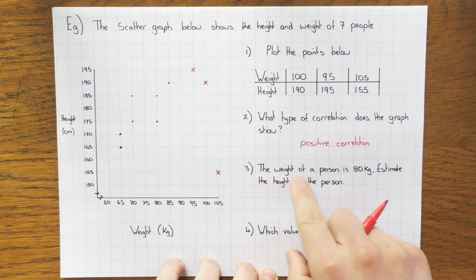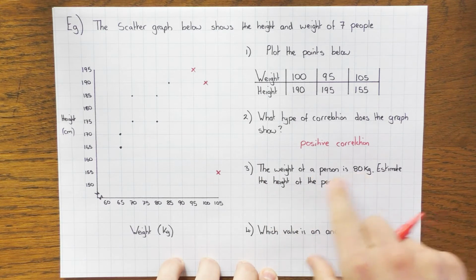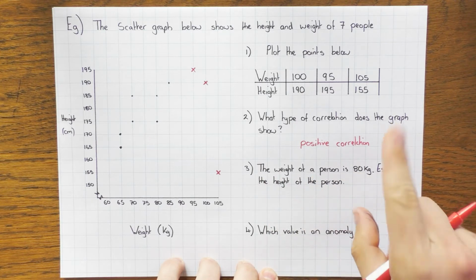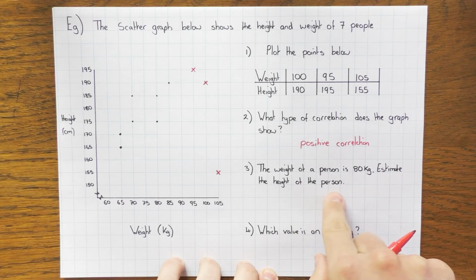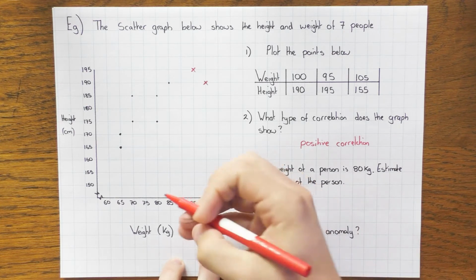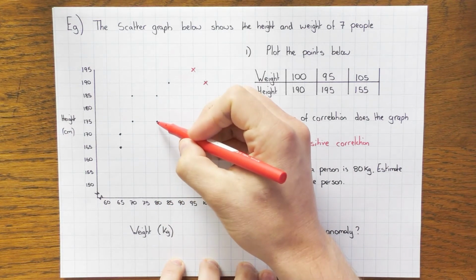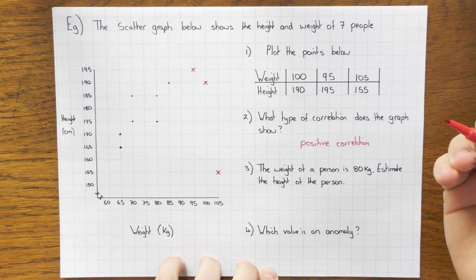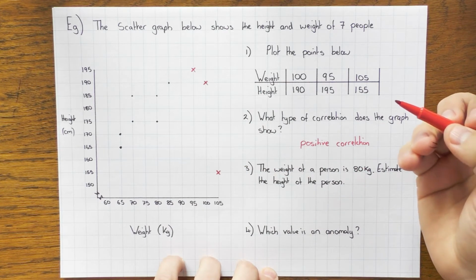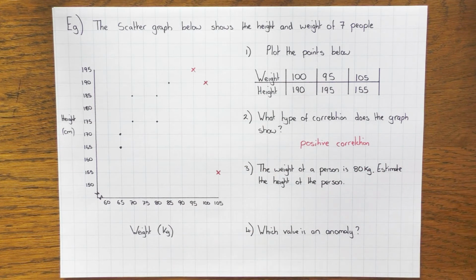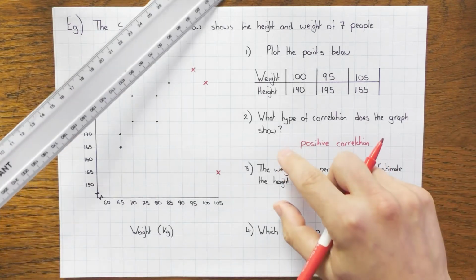Question 3 then. The weight of a person is 80 kilograms. Estimate, so have a guess, but a good guess, at the height of the person. Now, what I see all the time when marking papers is that people go 80, they'll go up to that person there and go, oh, okay, and then go across like that. No. That isn't how you do it. Okay, like I said in the previous slide there, you must use the line of best fit.